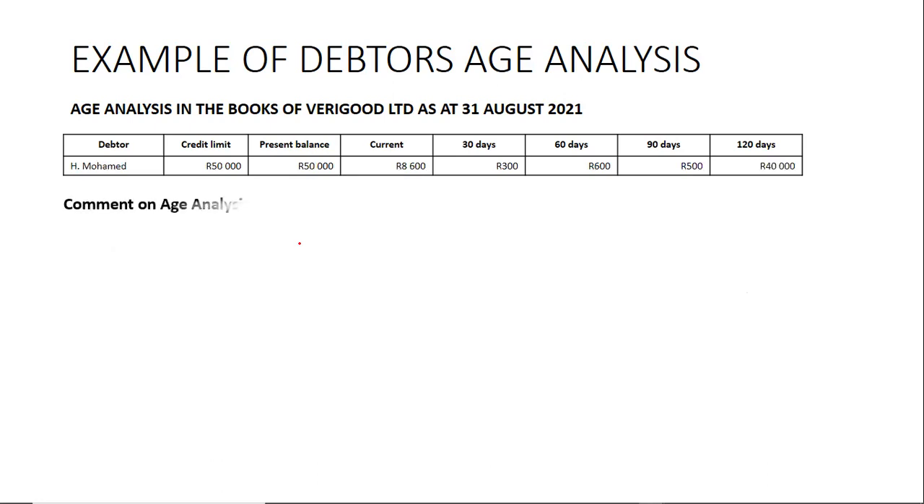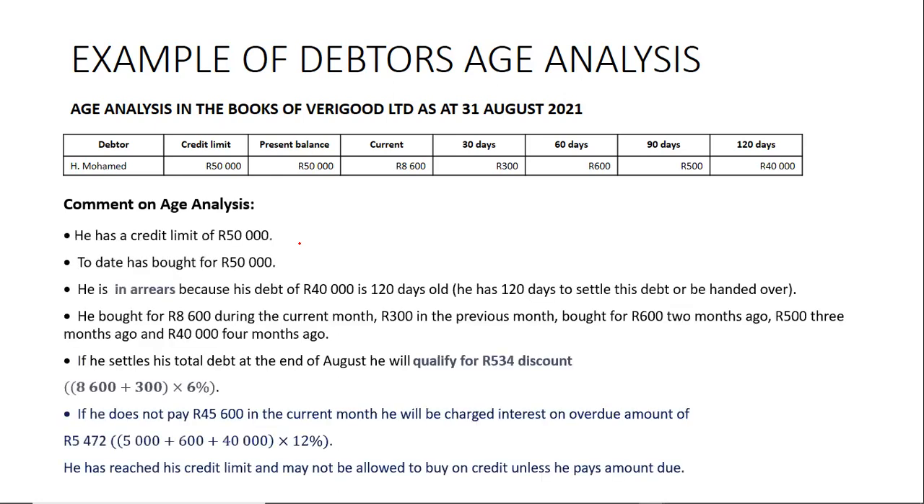Let's look at H. Mohammed. H. Mohammed has a credit limit of 50,000. To date, he has bought for 50,000. So he has reached his credit limit. We cannot allow him to buy more than 50,000. He is in arrears because his debt of 40,000 is 120 days old. He has 120 days to settle his debt or be handed over. So if he doesn't settle it by the end of August, next month you're going to hand him over.